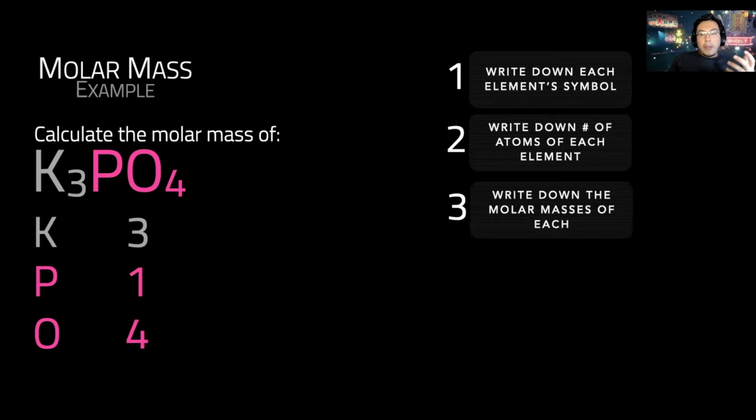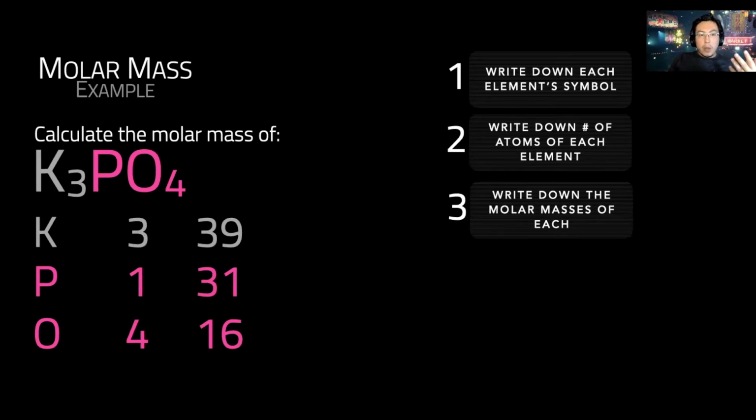Now, we will write down the molar mass for each individual element, according to what we have in the periodic table. So we would have 39, rounded up, for potassium. Phosphorus would be 31, now that we rounded, and oxygen with the same 16.